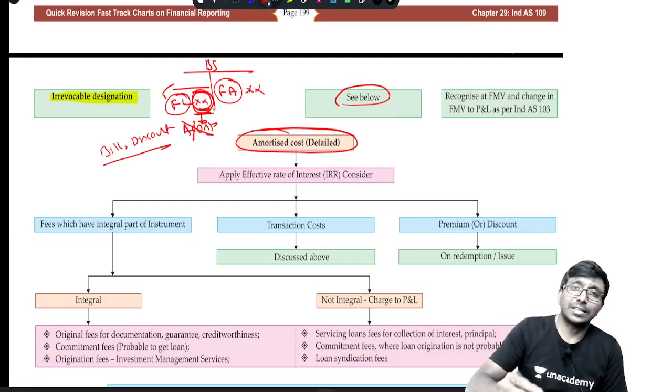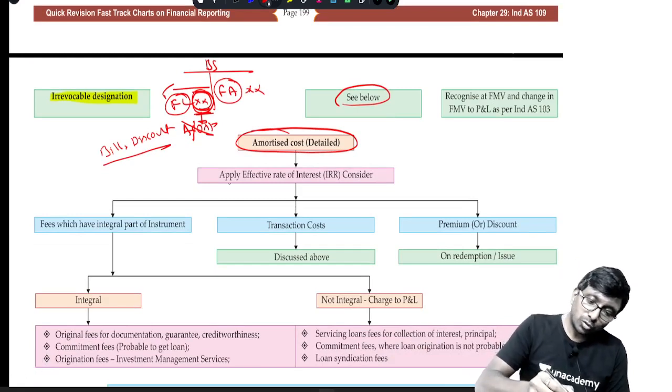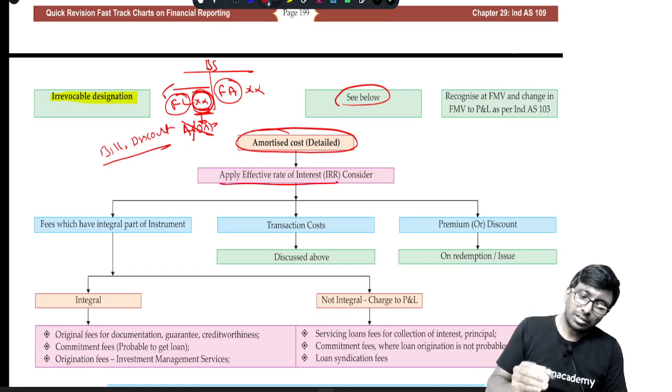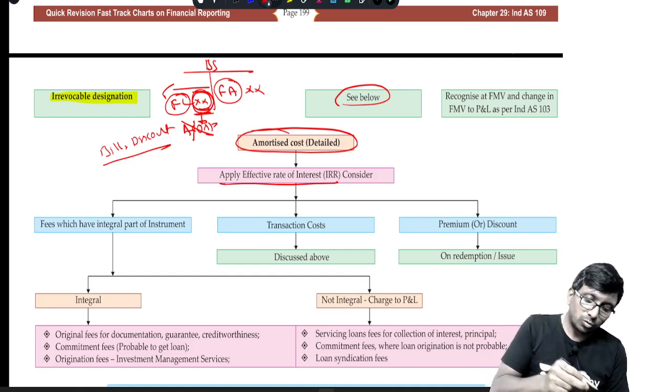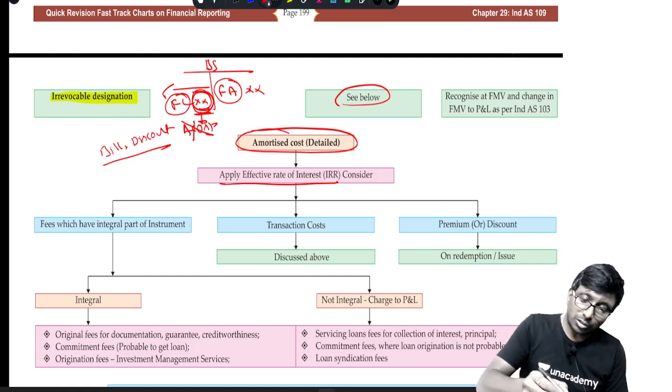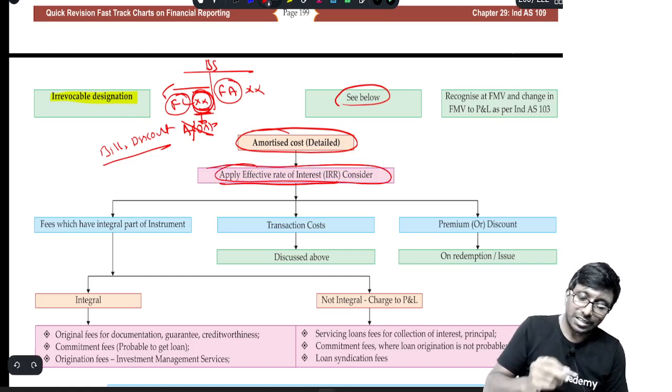Next concept is amortized cost. So what are you supposed to do? As we discussed some time before, calculate IRR, apply the IRR. That's all. Now fees. What are you supposed to apply in this amortized cost IRR calculation?